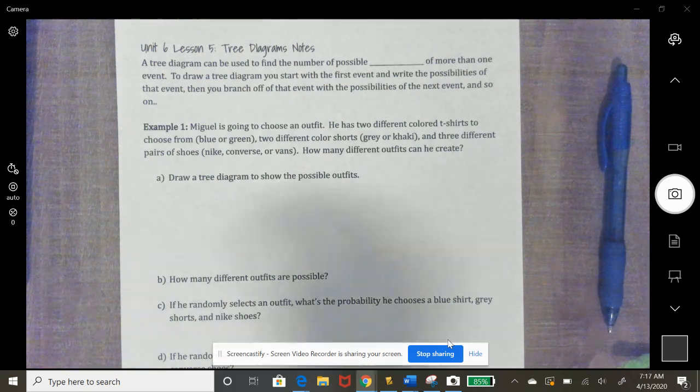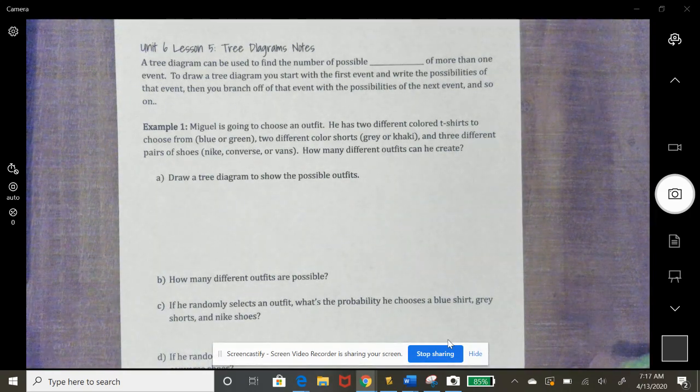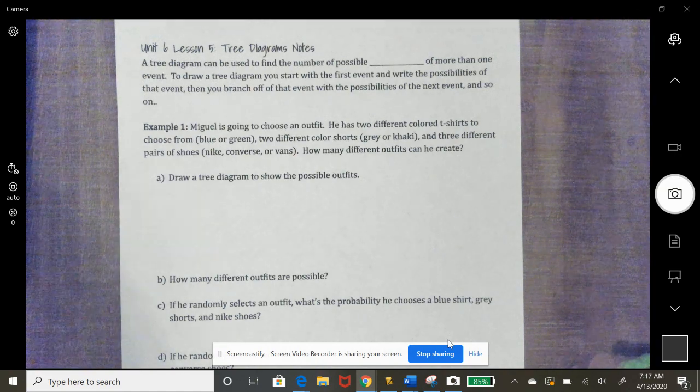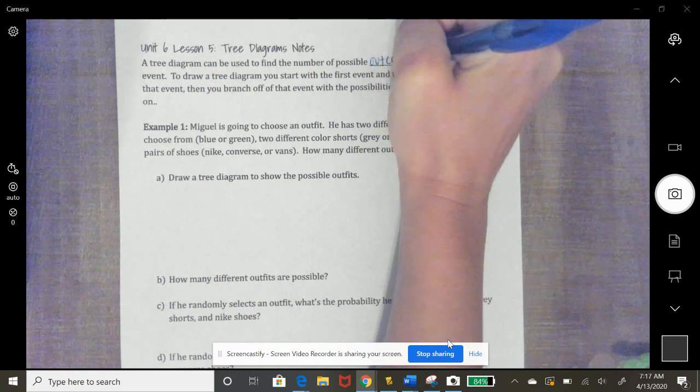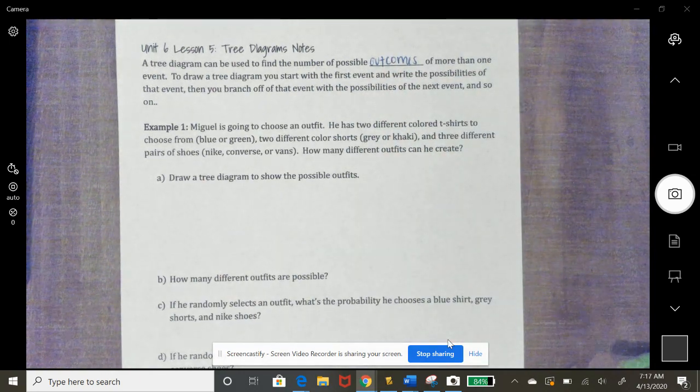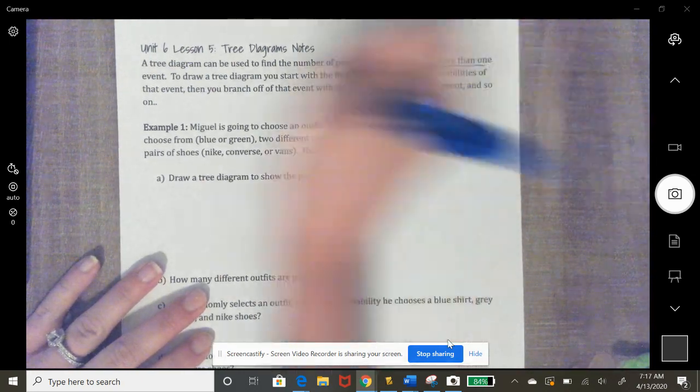Guys, in the last lesson we talked about probability from two-way tables, so we're going to move past the two-way tables and go more into word problems and how to figure out probability given a certain situation. Today we're going to talk about tree diagrams and how we can use those to find probabilities. A tree diagram can be used to find the number of possible outcomes of more than one event.